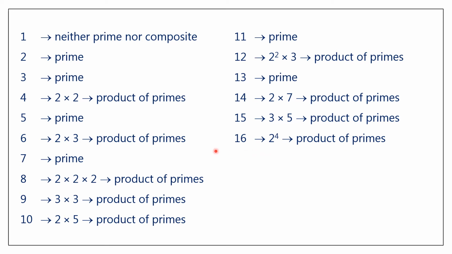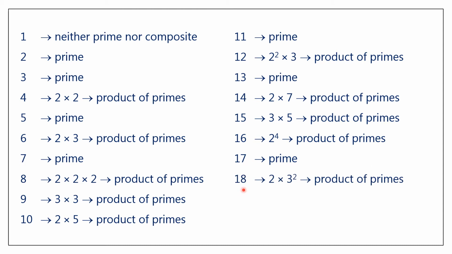16 is a composite number. 16 we can write as 2 into 2 into 2 into 2, 4 times. That means 2 power 4 is also a product of primes. Now in 16, the only prime involved in this product of primes is 2. Now 17 is already a prime number.